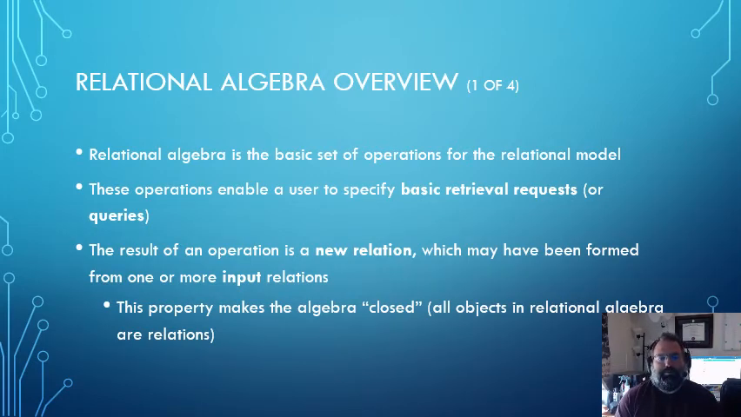Relational algebra is the basic set of operations for the relational model. The operations enable a user to specify basic retrieval requests or queries. The result of an operation is a new relation, which may have been formed from one or more input relations. This property makes the algebra closed. All objects in relational algebra are relations. So there's nothing else other than relational objects inside of the space or relational entities.